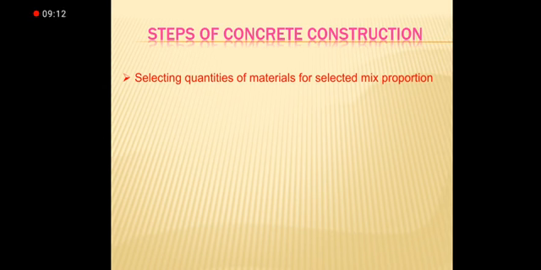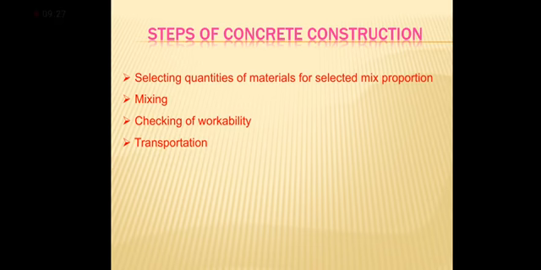What are the steps for the construction of concrete? First of all, we need to collect all the materials, that is cement, sand, aggregate and water. Then we have to mix it thoroughly. Then we have to check its workability. There are various methods for the workability check. We will talk about this in the later sessions. Then it has to be transported to the place where we have to pour it. Then after pouring, the concrete will be cast in the framework.